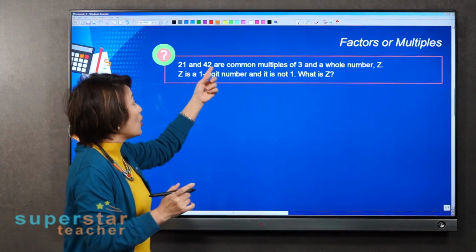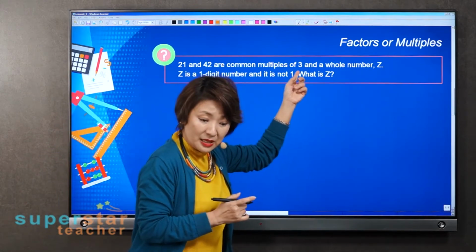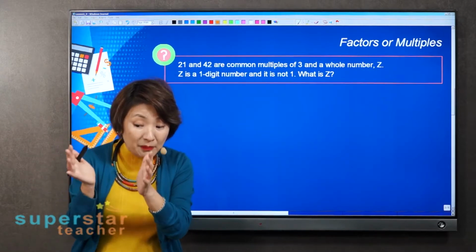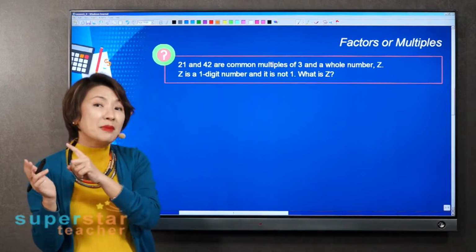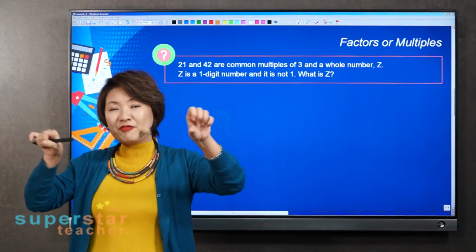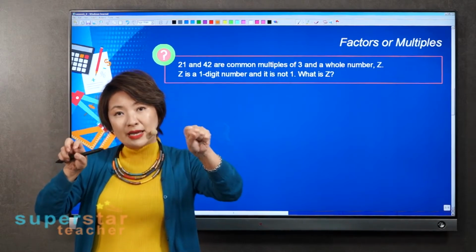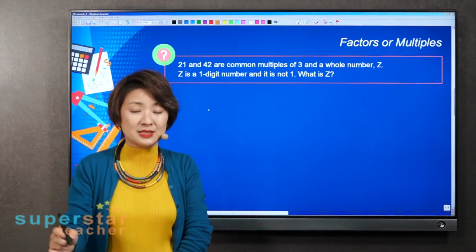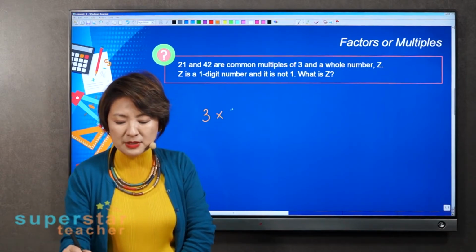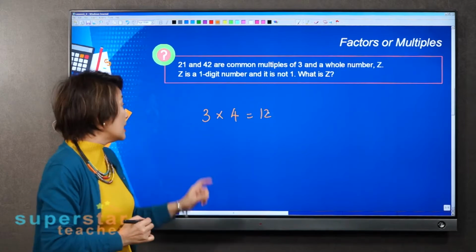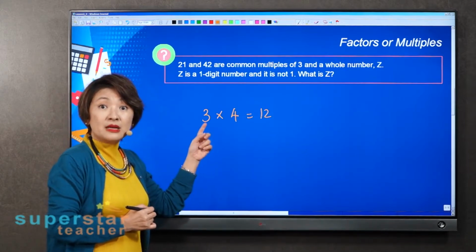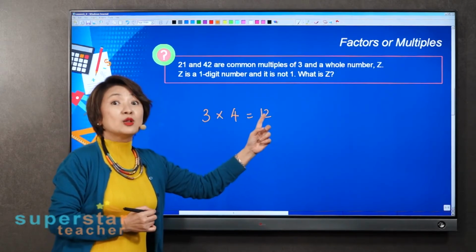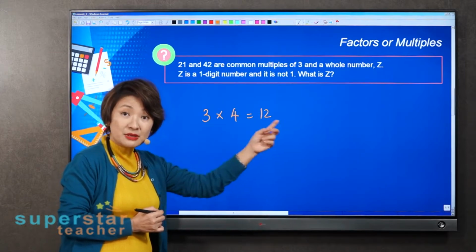It says 21 and 42 are common multiples of 3. A lot of times when you see the word multiple, it does not mean that you are using multiples. Multiples and factors are interrelated. They are related to each other. For example, just an example, I'm not going to use this question, if I say 3 times 4 is equals to 12, is 3 a factor or a multiple? 3 is actually a factor of 12. But how about 12? 12 is a multiple of 3. You see the relationship between them?